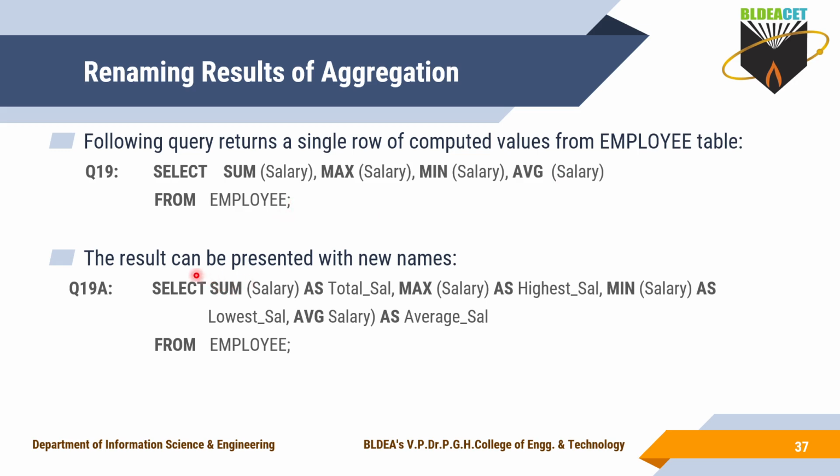Next, you can also rename these values. How can you rename? For example, this is your sum salary. Whenever you retrieve, you will get the attribute name as it is, sum salary. If you don't want it as it is and want to rename it, yes, you can rename the aggregate functions also. Select sum salary AS, where AS is the keyword to rename, an alias for this particular aggregate function. Here it is renamed as total salary, max salary as highest salary, min salary as lowest salary, and average salary as average. From the employee table. So this is how to rename the result of an aggregate function.